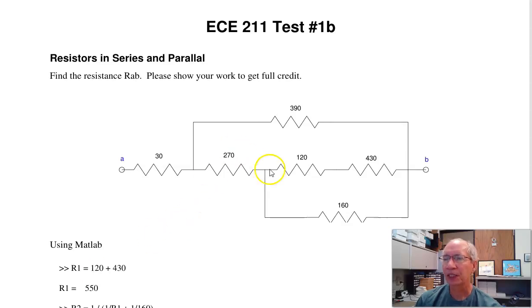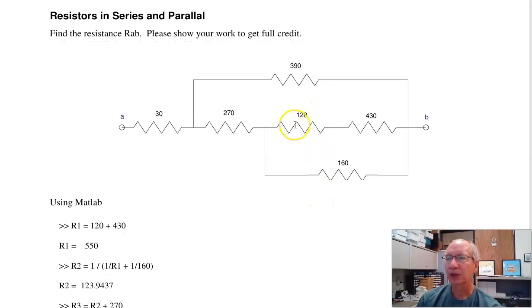So the trick is to find resistors in series and parallel. In series, they add. In parallel, they add as the sum of the inverses, inverted. So these two, 120 and 430, are in series. They add, gives you 550 ohms. 550 is in parallel with 160.